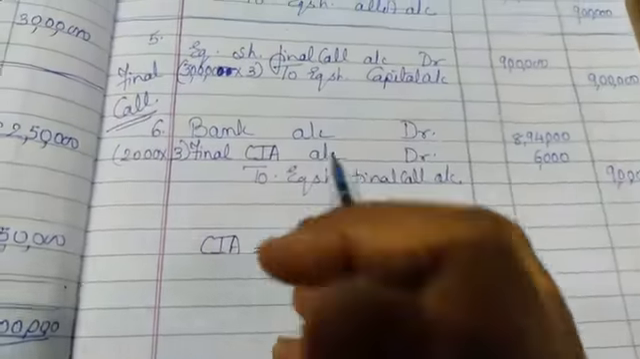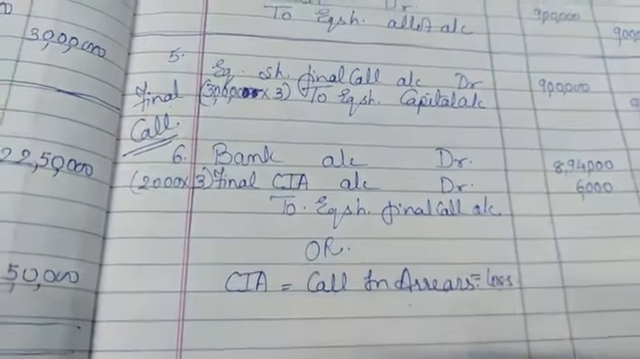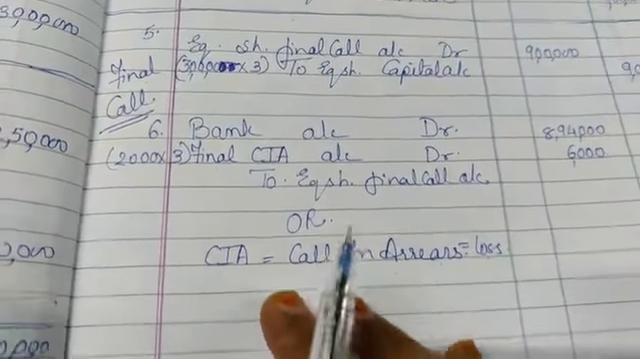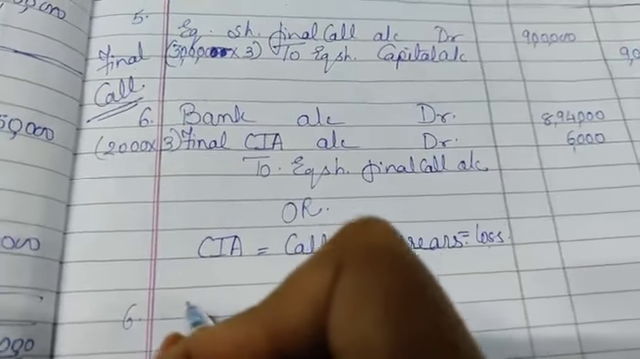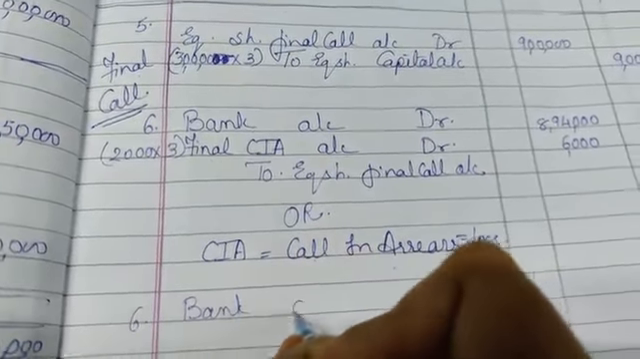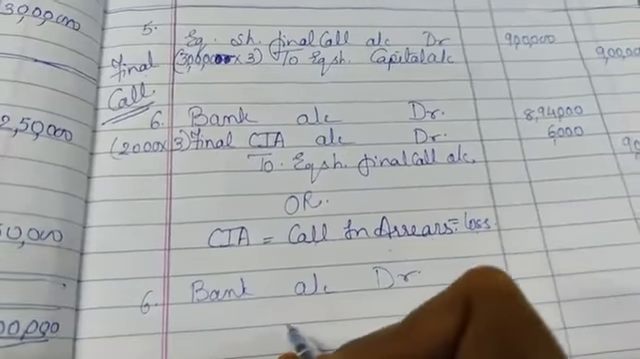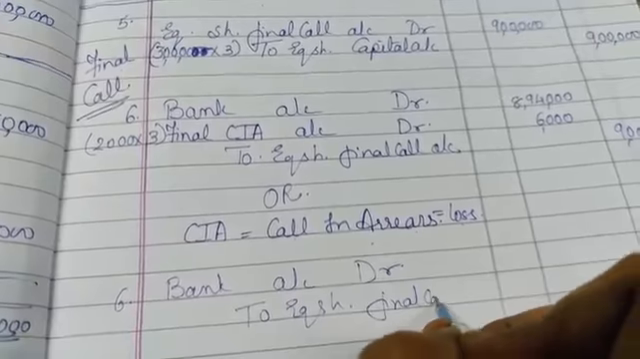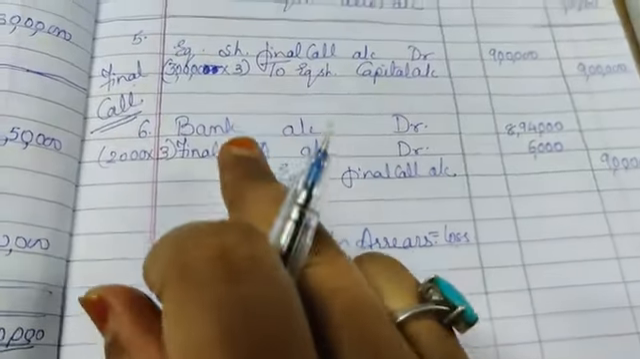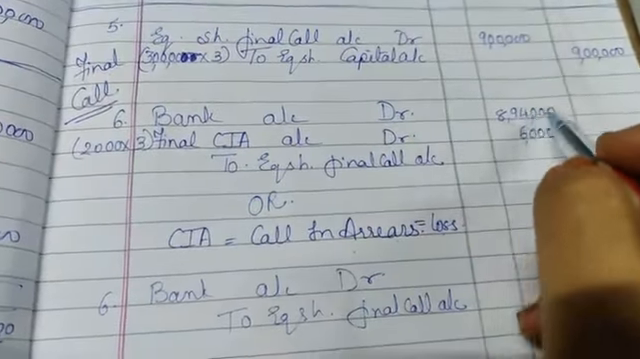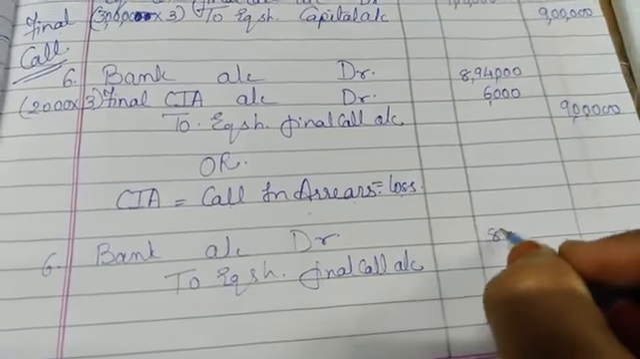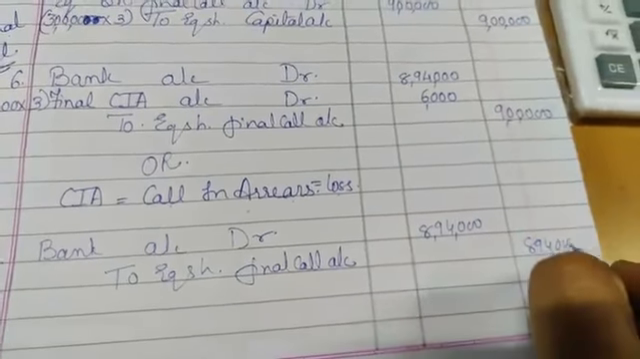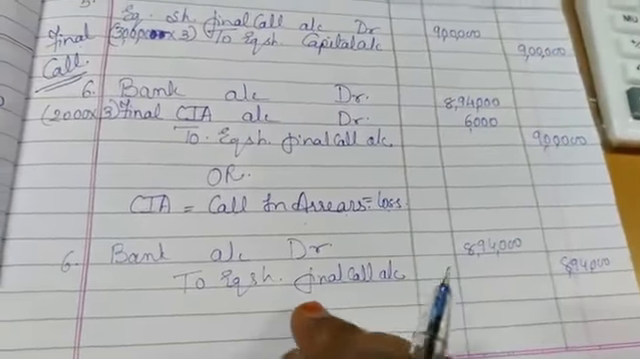Fine. See, if you do not want to do this, we have seen there are 2 methods. In one you will open the CIA account, and in the other you will not open the CIA account. So this entry you can also write down like this, that is bank account debited, to equity share final call account. Okay, see, no need to open this CIA account, so directly you will write down this amount, that is 8,94,000. Okay, but right now we will give this entry.